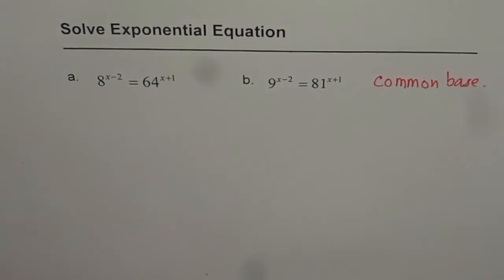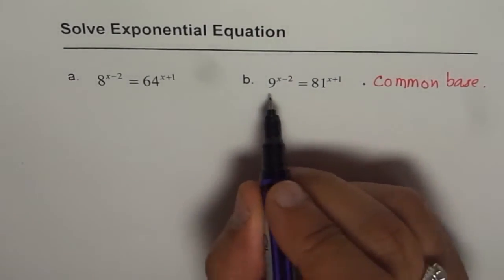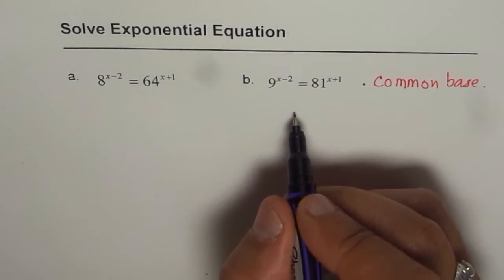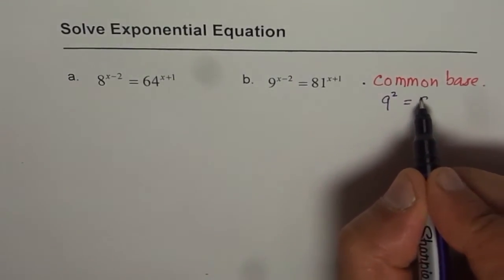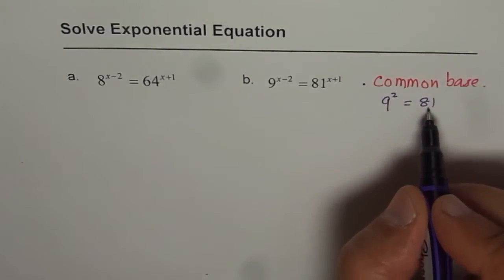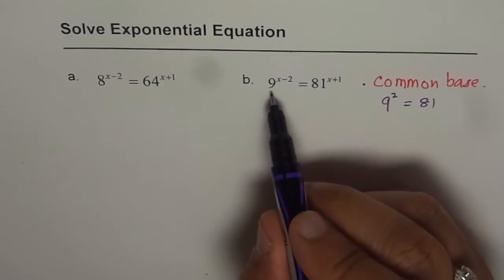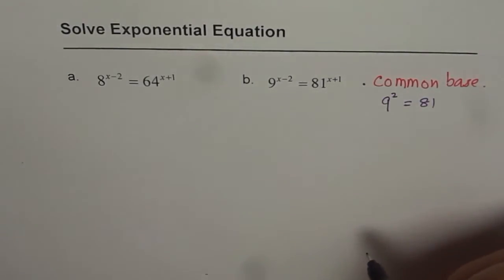Now, how can you make the base common? We have 9 and 81. So look into the numbers 9 and 81. Well, 9 squared is 81, right? So we can write 81 as 9 squared, or we could write 81 as a power of base 9. If I do that, then I already have 9 on the left side, so it works for me, right? So this is one way of doing it.